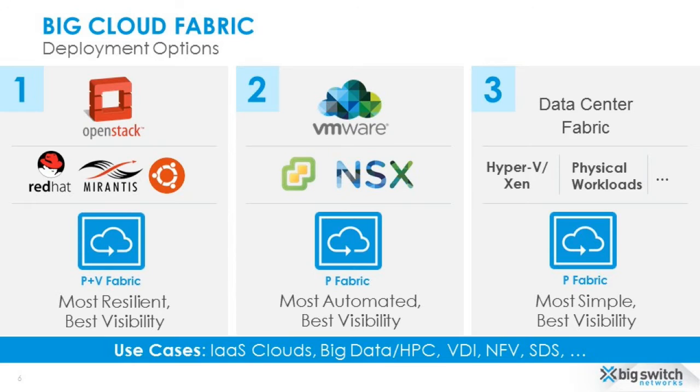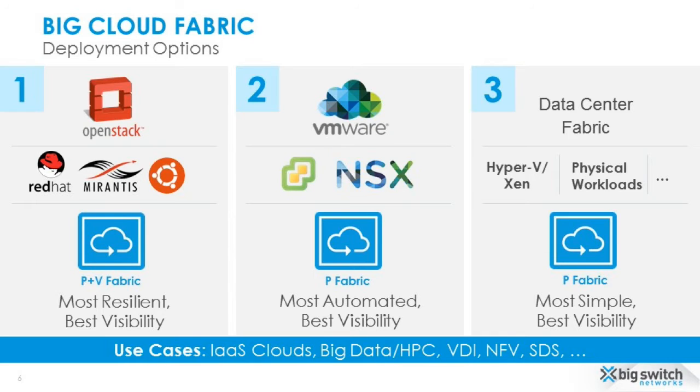Now, in terms of the deployment options, as you see on the screen, there are three different deployment options that we've seen our customers use. The first one, let's start on the right-hand side, the third option on the screen. Consider it the plain vanilla flavor of the physical networking fabric for your data center. In this particular case, it really doesn't matter what workload you're planning to run.